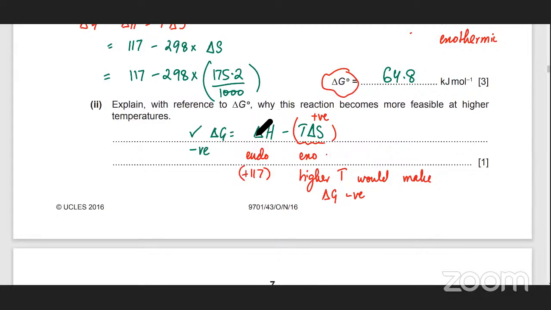Uska jo delta H wala part hai, that's endothermic. That part is consuming energy. Lekin uski jo entropy change wala part hai, that part is producing work. So overall, if you have a bigger T, to wo zyada disorder create karega. More energy would be produced, given out in the form of useful work, and the delta G would become, overall, negative. ठीक है, तो ये आपने लिखना है.